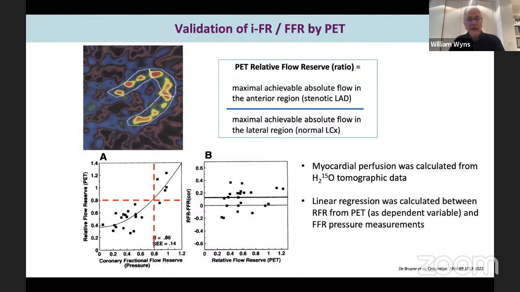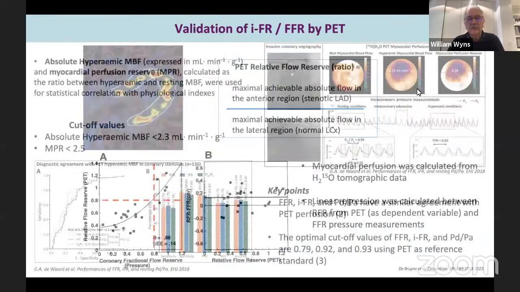And so the results are actually on the left part of the slide. That's the main results. Not too bad. We have a nice relationship, curvilinear relationship. But most importantly, most cases are well classified if you compare the FFR value on the horizontal axis with the threshold at 0.8 with the absolute PET, be it expressed as a relative quantity, because that's the only way to compare the two. So that's one study showing good relationship.